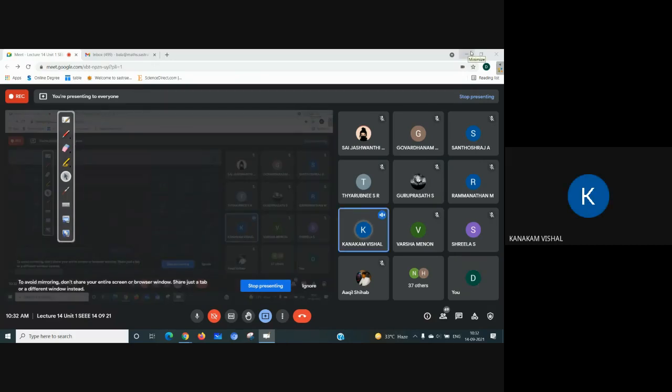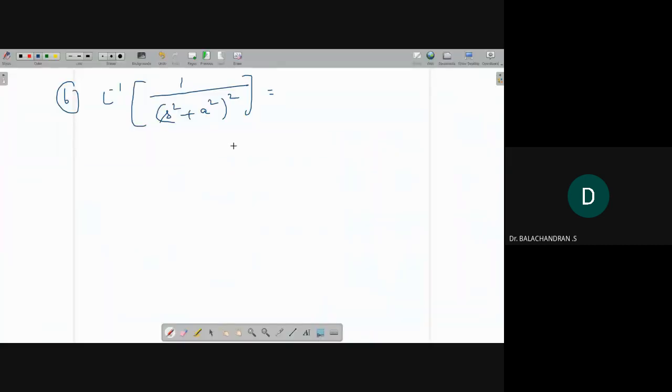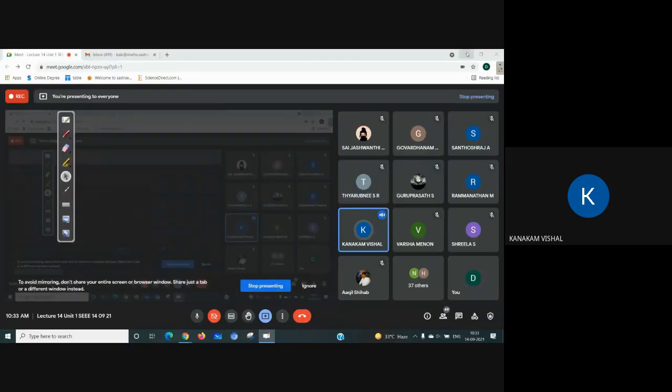Vishal. Yeah, Vishal. So why you need to multiply and divide by S? Why? You are right. Your answer is correct. What is the reason? So then it can convert you into a form, so we can integrate and evaluate. We know the inverse Laplace of S by S squared form also.